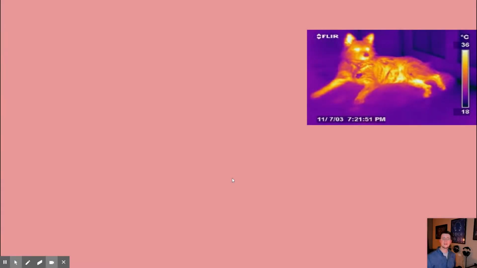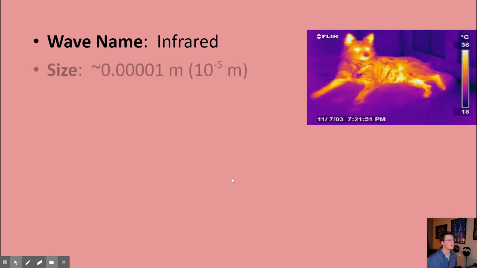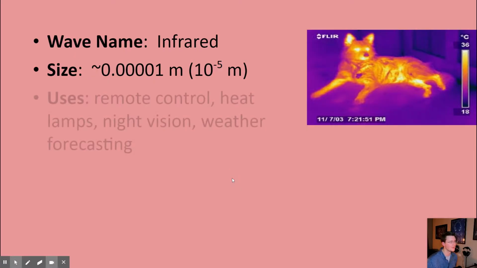And this does lead us to our next wave, and that's going to be infrared, which is how the previous image was generated, and the one on the right. And so our size here, we're starting to get real small. So 10 to the negative 5th meters. All right, so real small, okay, as you can see. So about 0.00001 meters, so very small at this point.